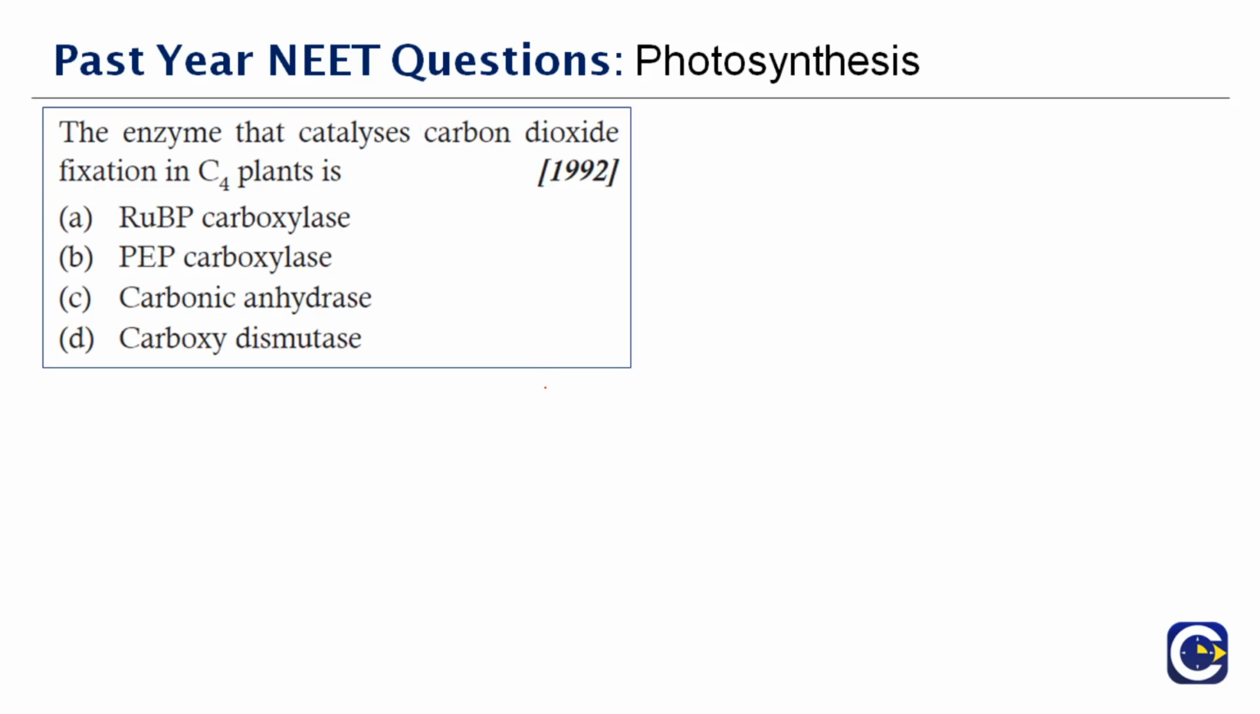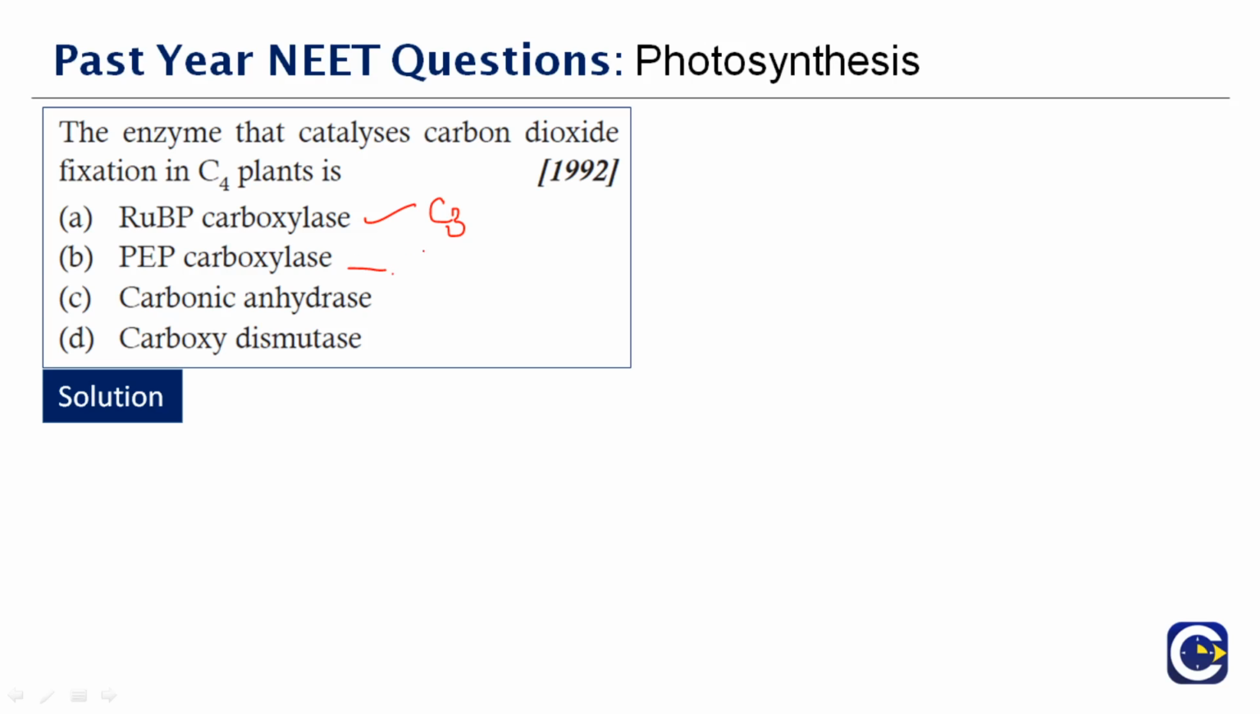Next question. The enzyme that catalyzes carbon dioxide fixation in C4 plants is dash. So this is again an easy question for you because in the earlier part we talked about the C3 plant where we had RuBisCO carboxylase, and I also mentioned the enzyme that is exclusive for C4 plants in the early part, if you remember. The correct answer to this question is PEP carboxylase. Okay, in C4 plants the primary enzyme for carbon dioxide fixation is PEP carboxylase.